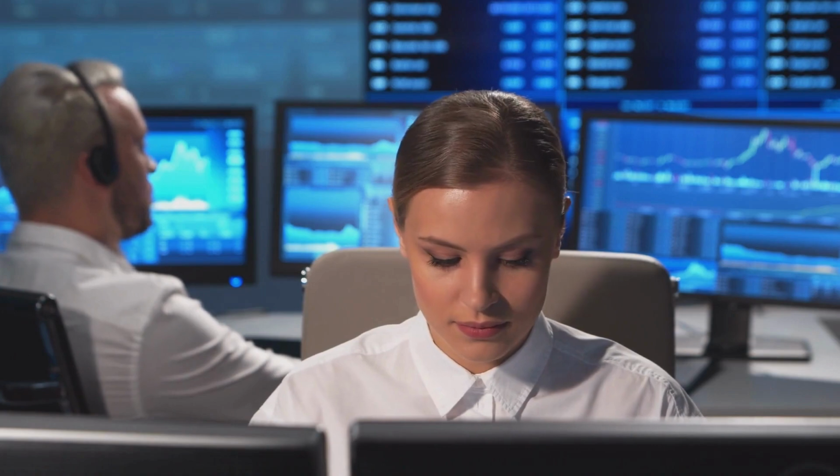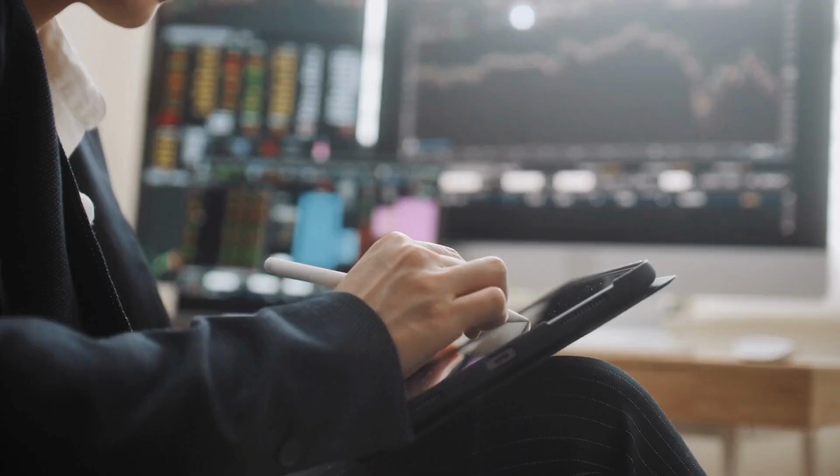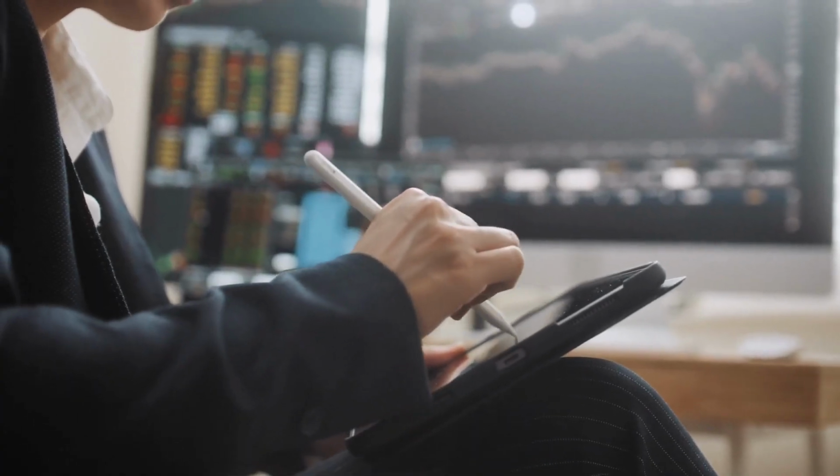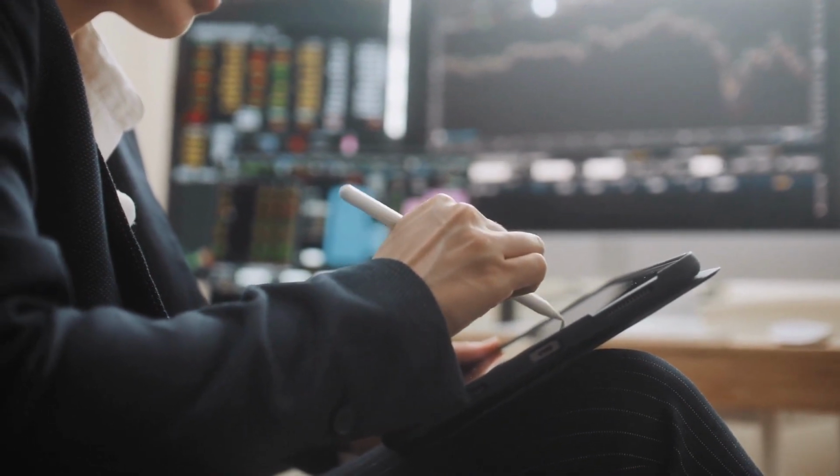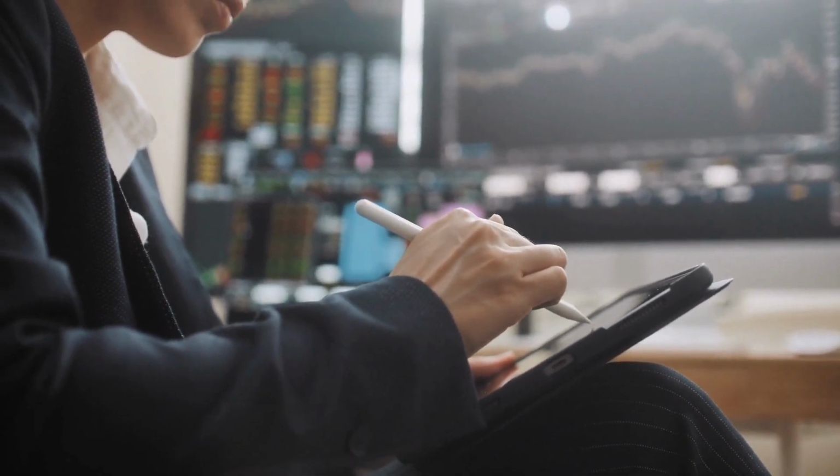Step 8. Make a decision and stay updated. Based on your analysis, make your trading decision. But remember, the Forex market is highly volatile and things can change quickly. Keep yourself updated with news and be ready to adjust your position if necessary.